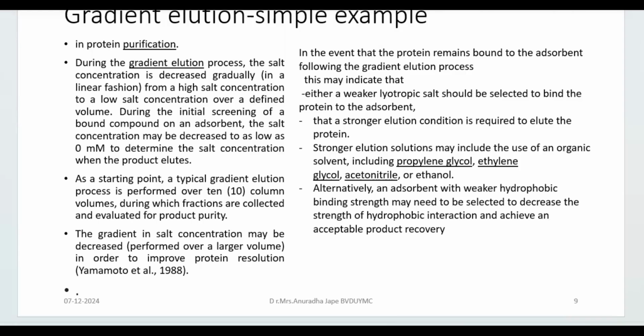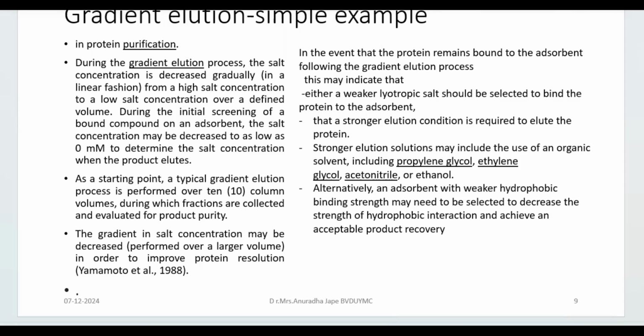So, like we talk about the rate, here also you have to talk about the nature of the gradient in terms of concentration, that is amount of salt per unit volume. So during initial screening of a bound compound on an adsorbent, the salt concentration may be decreased to as low as 0 millimoles to determine salt concentration when the product elutes. So starting is as low as 0, right?